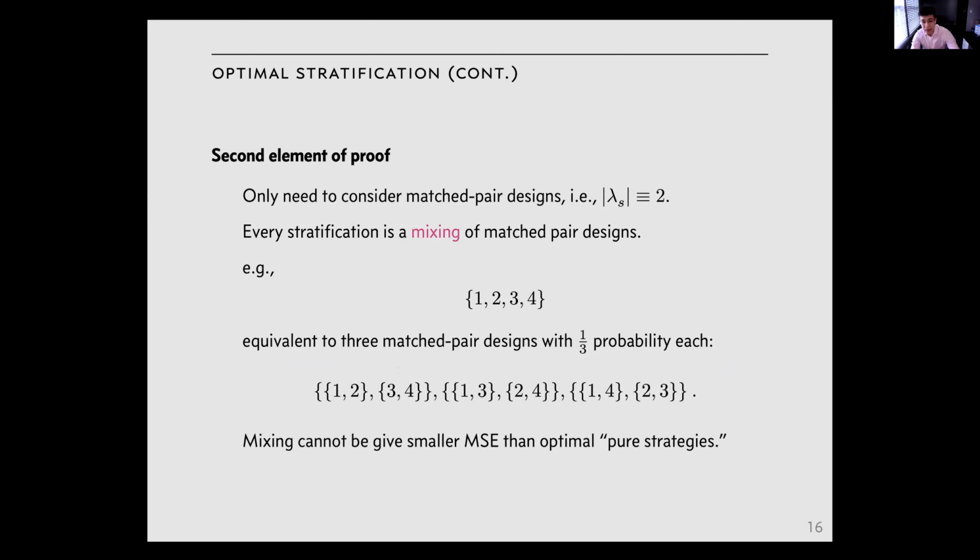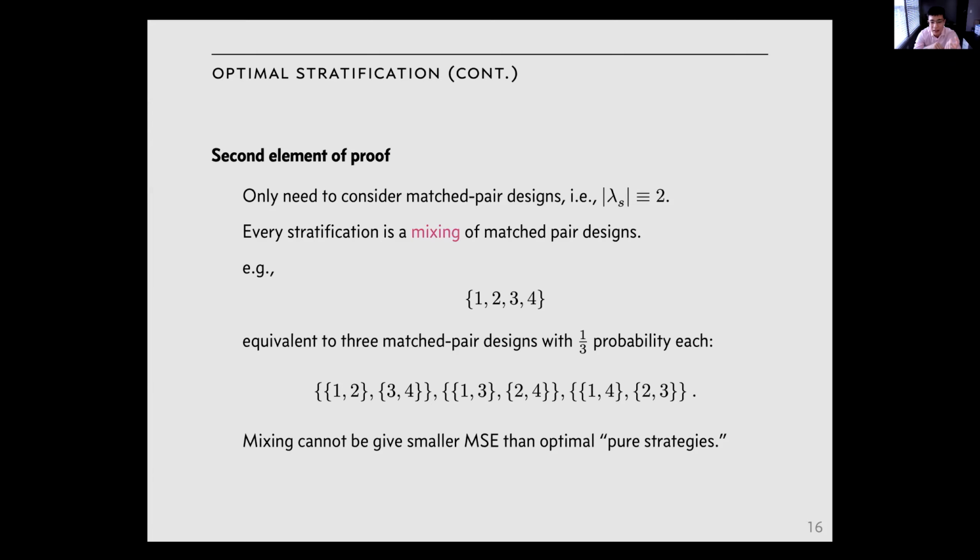That's the first element. The second element of the proof is the following. If you think about the idea that I've just introduced, you can minimize mean squared error, equivalently minimizing the second moment of ex-post bias or the dispersion of it. But it's not obvious this makes our life any easier because the choice set is still very large. We can have a stratification with strata of size 4, 8, 100, things like that. But why is the optimal solution a match pair design? And the reason is the following.